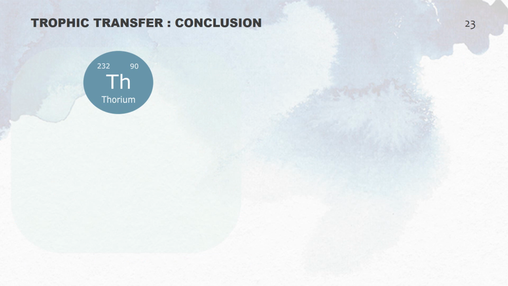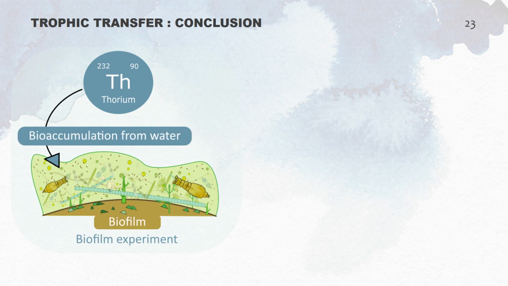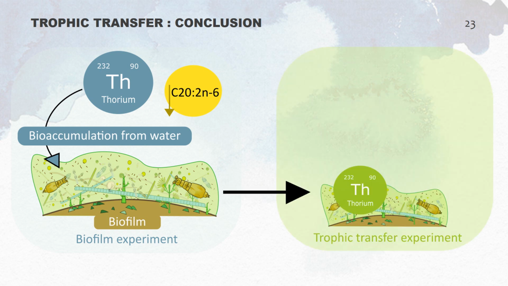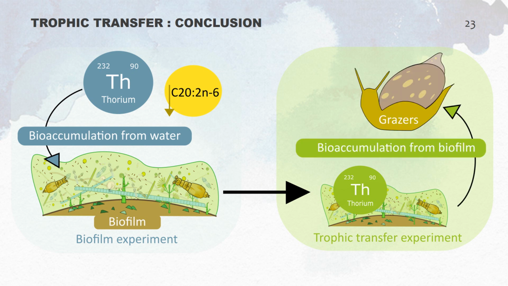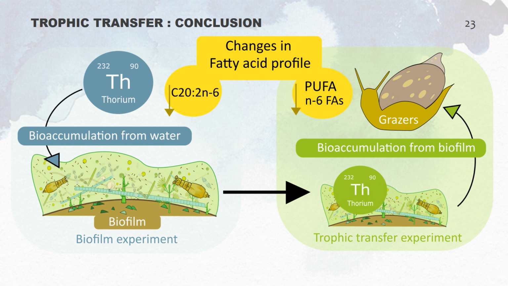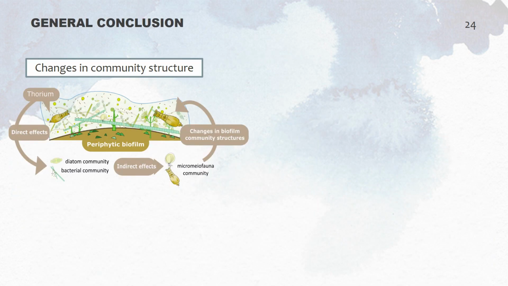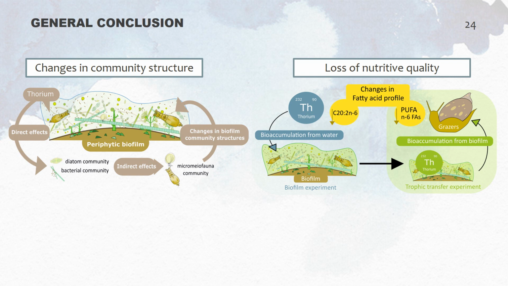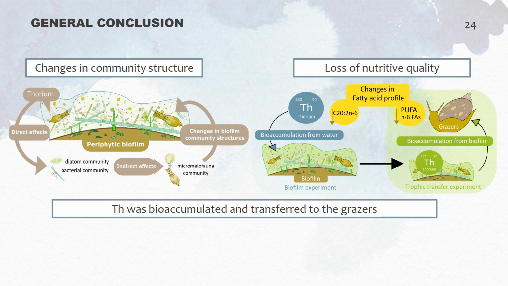So to conclude this trophic transfer experiment, we have seen that thorium can be bioaccumulated in the biofilm, leading to a decrease of some fatty acids such as this omega-6. And when this biofilm is given as food to the grazer, we have seen that the grazer can also bioaccumulate the thorium. The food exposure also leads to a decrease of polyunsaturated fatty acids in the grazer, leading to changes in fatty acid profile in both. So now, to conclude, we have seen that thorium can induce changes in community structure, that it can also lead to a loss of its nutritive quality, and that thorium can be bioaccumulated and transferred to the grazer.